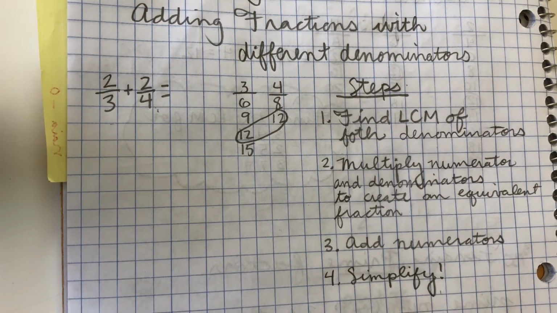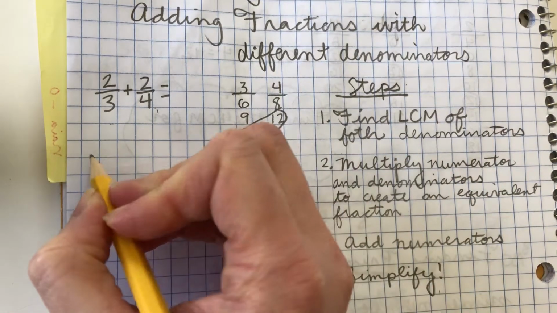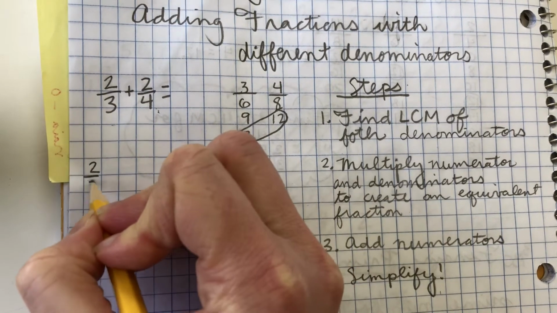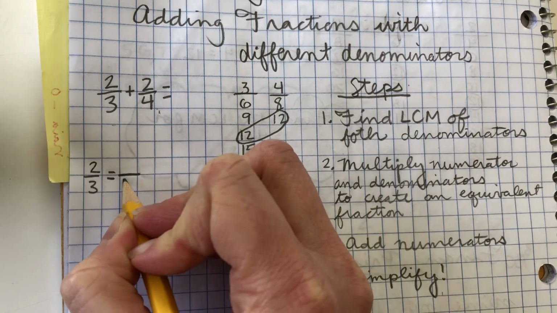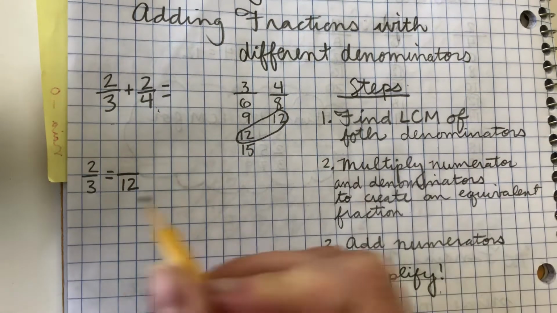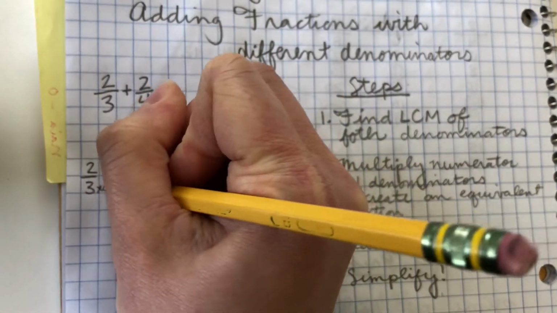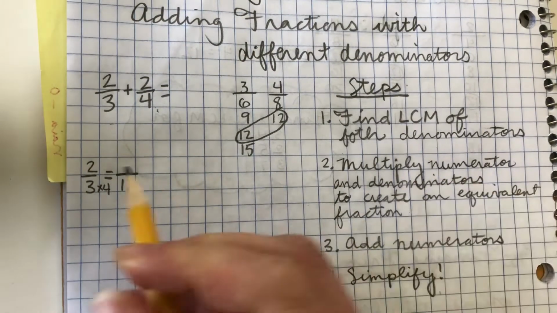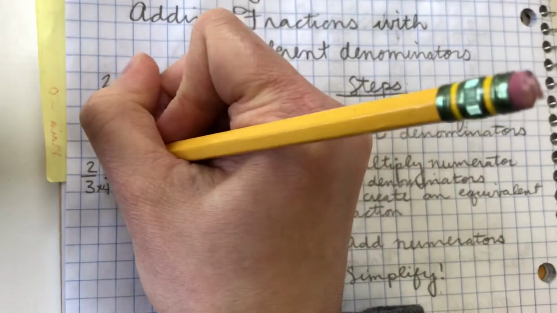So what we need to do is then multiply the numerators and denominators to create an equivalent fraction. We use this lowest common multiple, 12, to help us. So 2/3 is going to equal some fraction with a denominator of 12. What do I multiply to go from 3 to 12? I multiply times 4. And whatever I multiply the denominator by, I also multiply the numerator by.